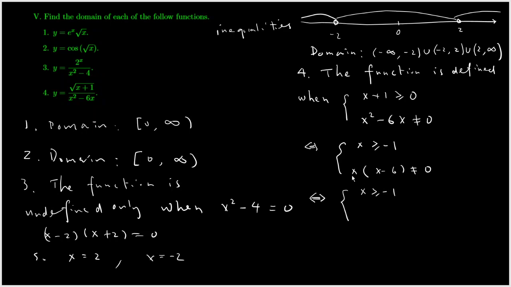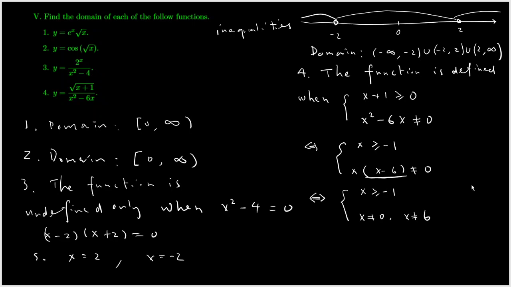I hope it's not too hard to understand. If you have a product which is not 0, then neither of the two factors can be 0. The first factor is not equal to 0. It means x is not equal to 0. The second factor, the underlined factor, is not equal to 0. It means x is not equal to 6. So that makes sense?